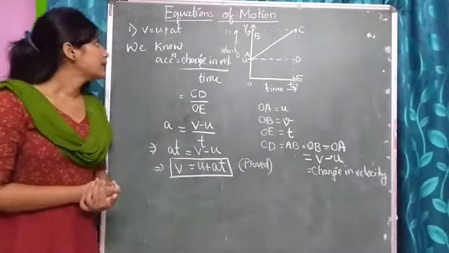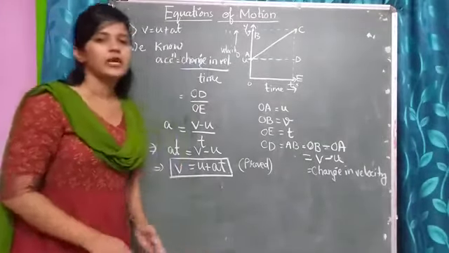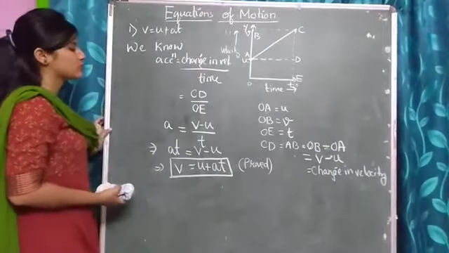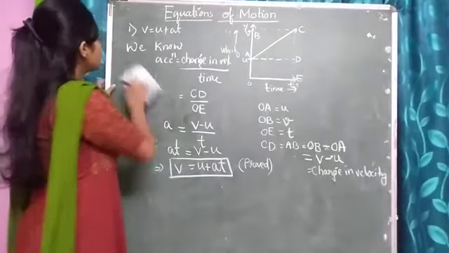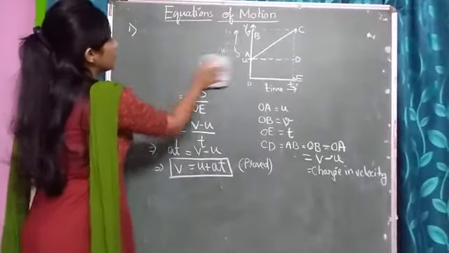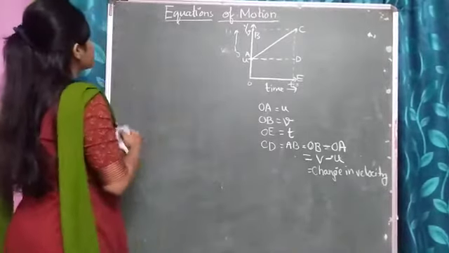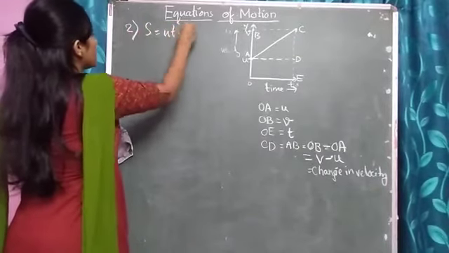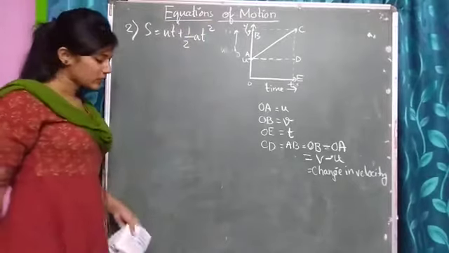Now let us derive the second equation also, that is S equals UT plus half AT square. So students, go through it. This one is our important derivation. Now let us derive the second one, that is S equals UT plus half AT square.